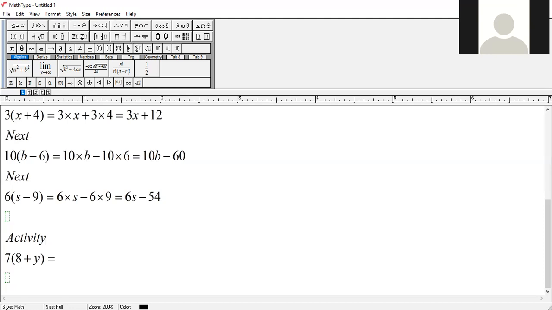Okay, can you guys do that? This is a task for you. Solve it. Solve the activity. Yes, do it and let me know what you have got.